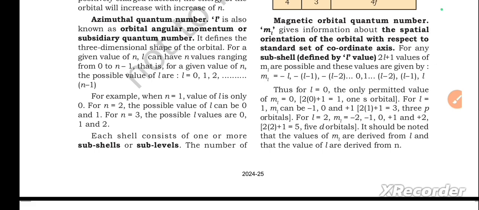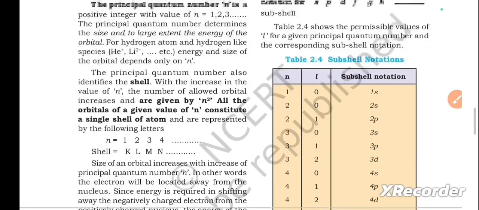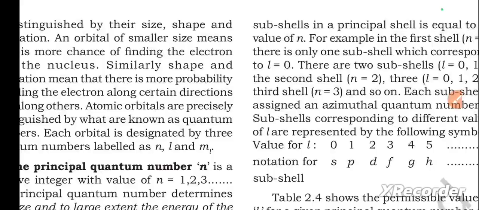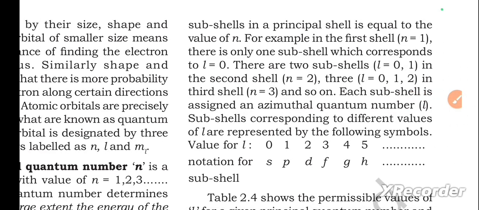Each shell consists of one or more subshells or sublevels. The number of subshells in a principal shell is equal to the value of n. For example, in the first shell, n equals 1, there is only one subshell, which corresponds to l equals 0. There are two subshells in the second shell, 3 in the third shell and so on. Each subshell is assigned an azimuthal quantum number l.